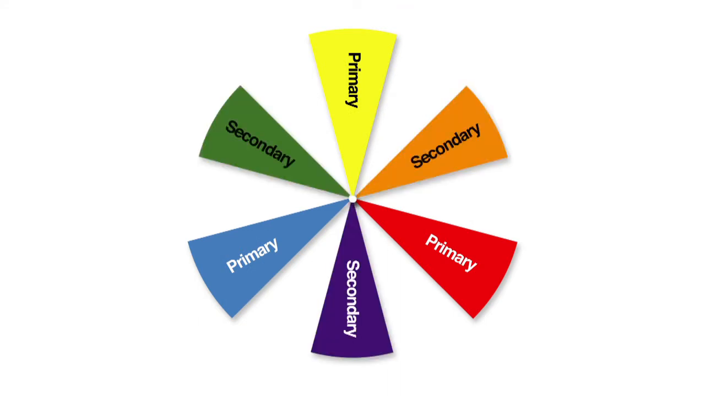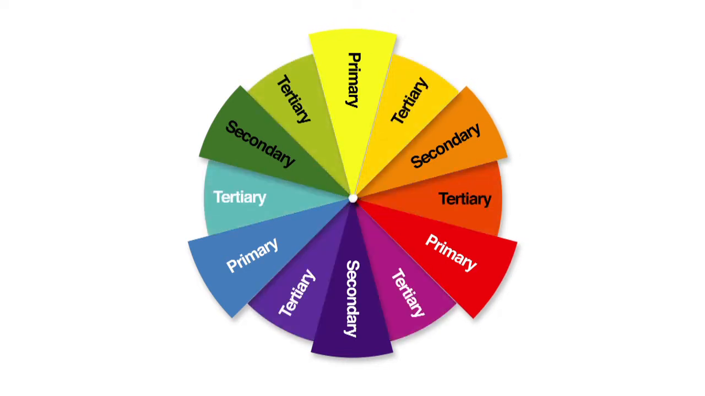Secondary colors are made by mixing 2 primary colors in equal portions. For example, yellow and red make orange. Tertiary colors are made by mixing a primary color with a secondary color. For example, yellow and orange make yellow-orange.